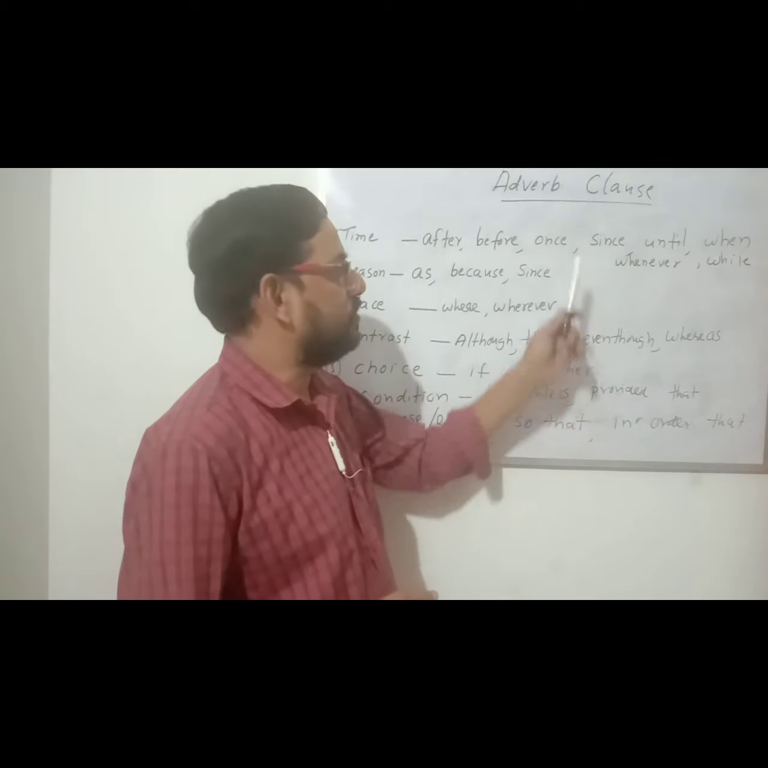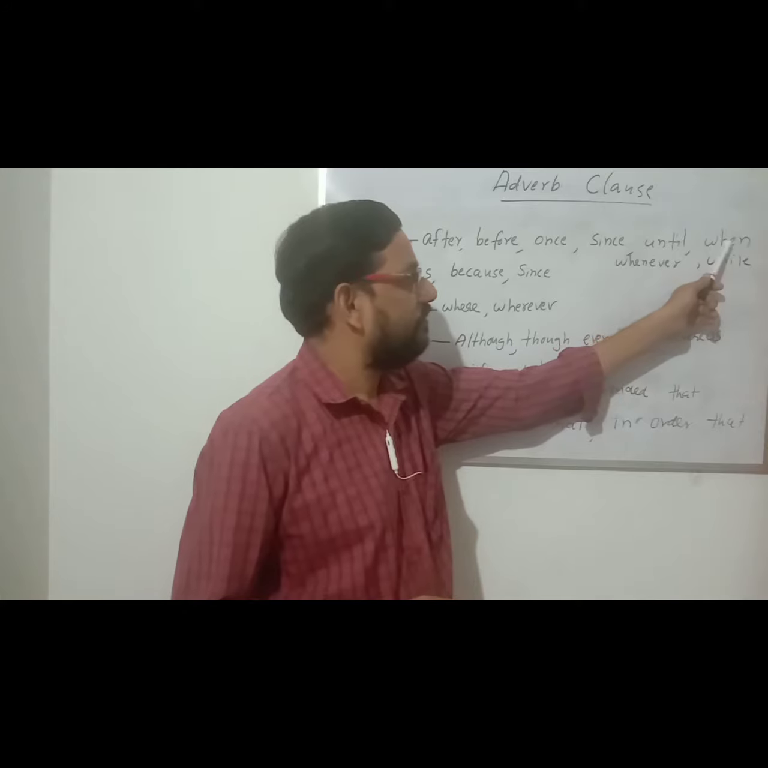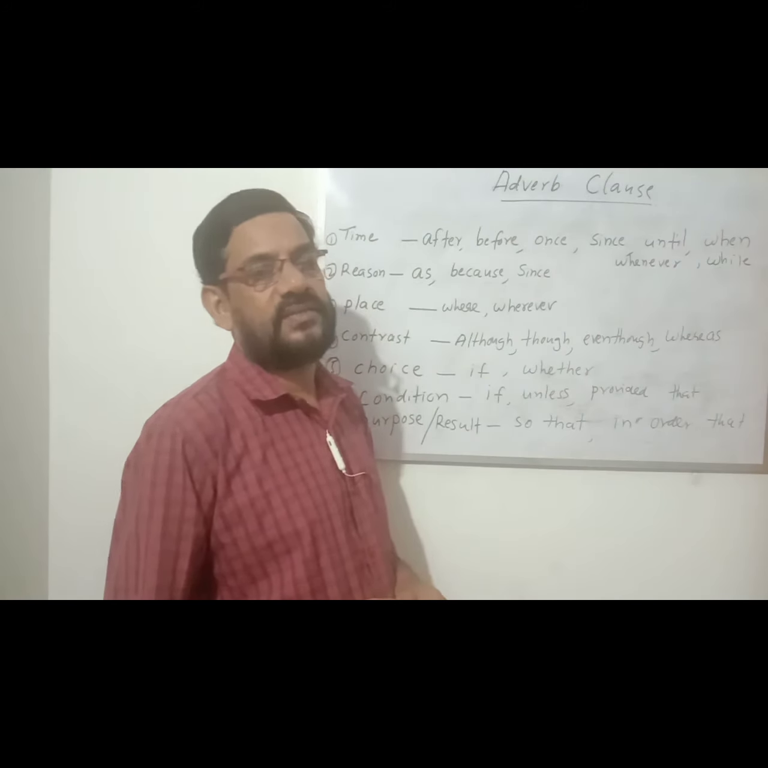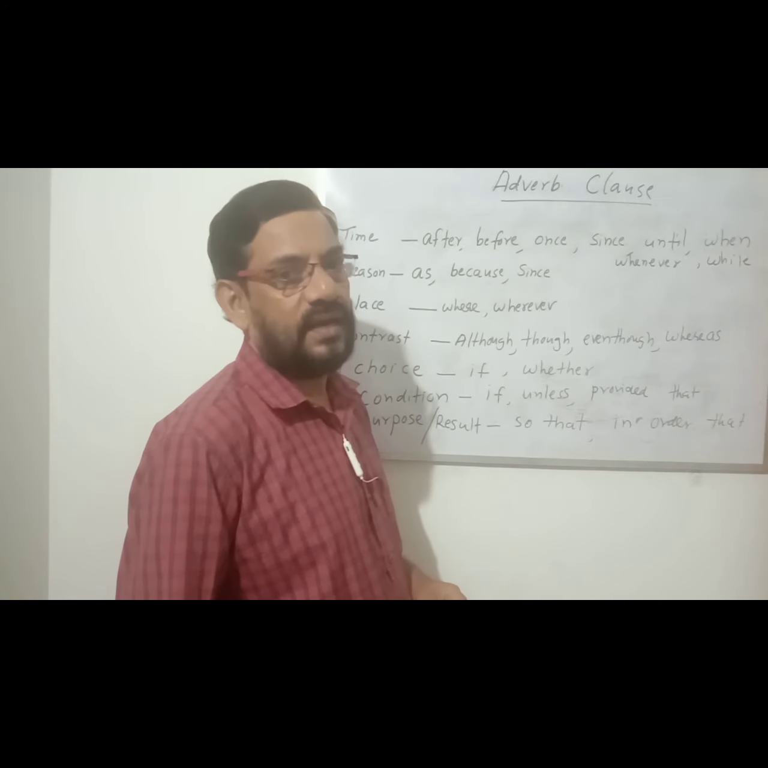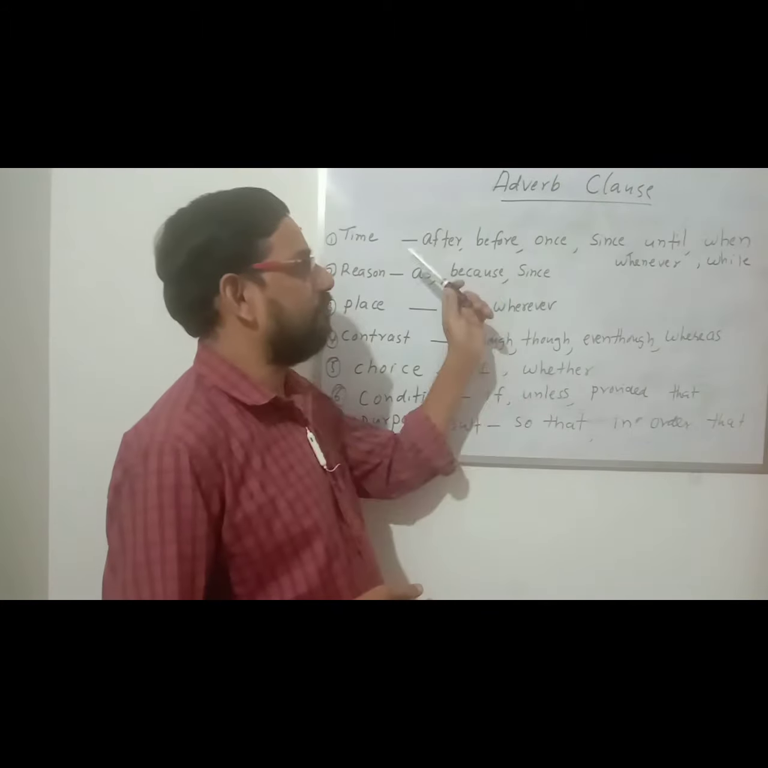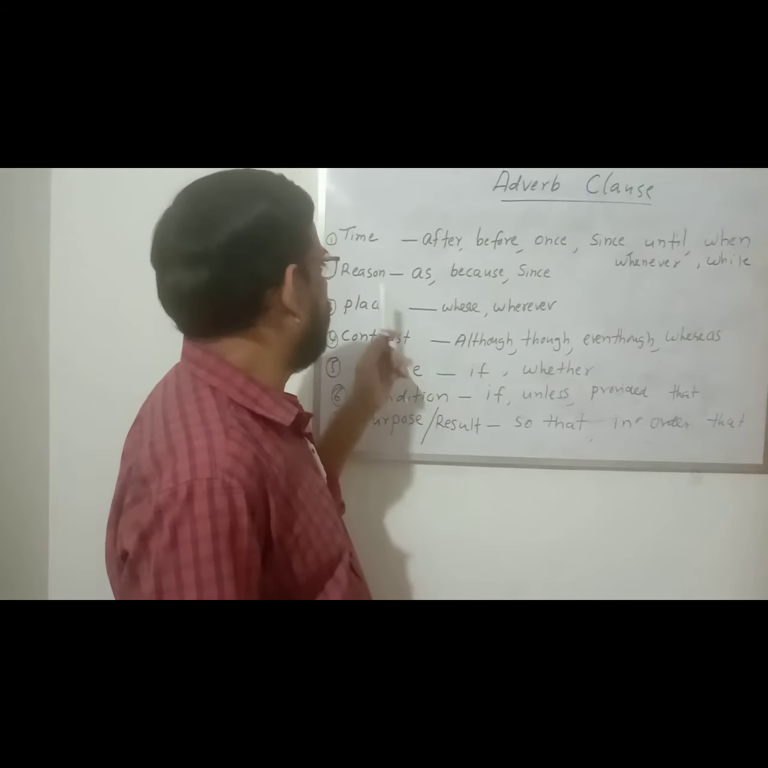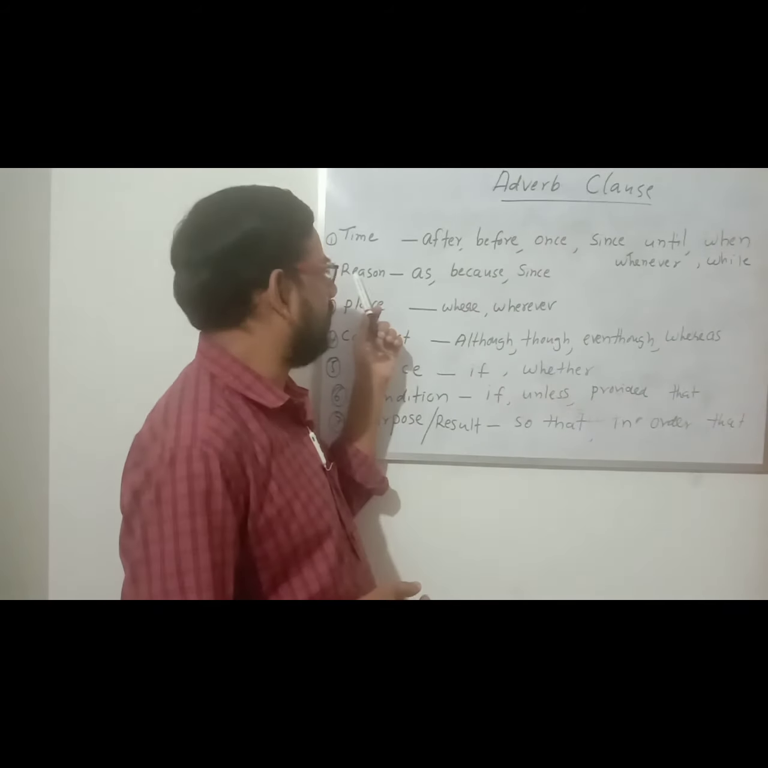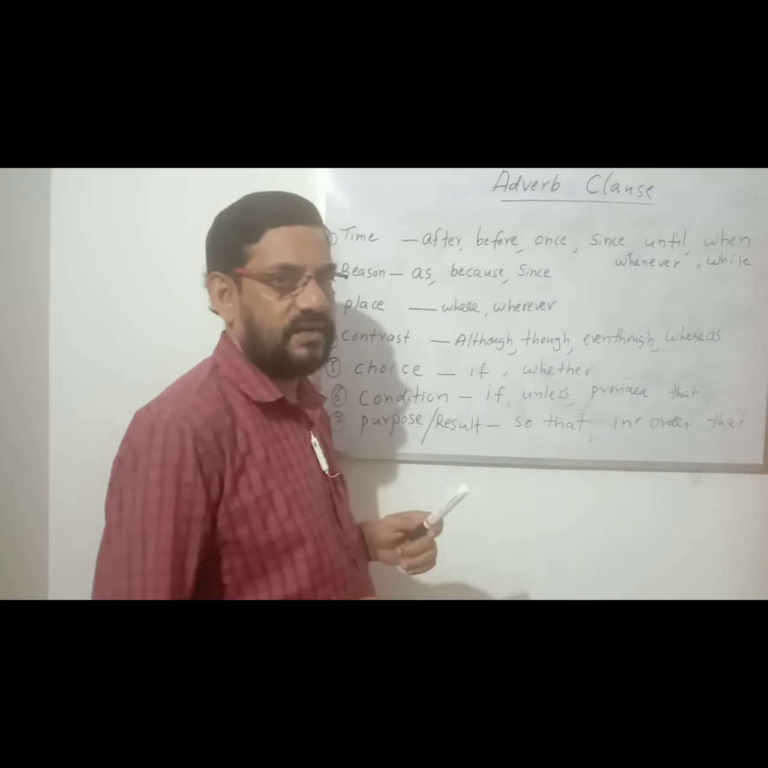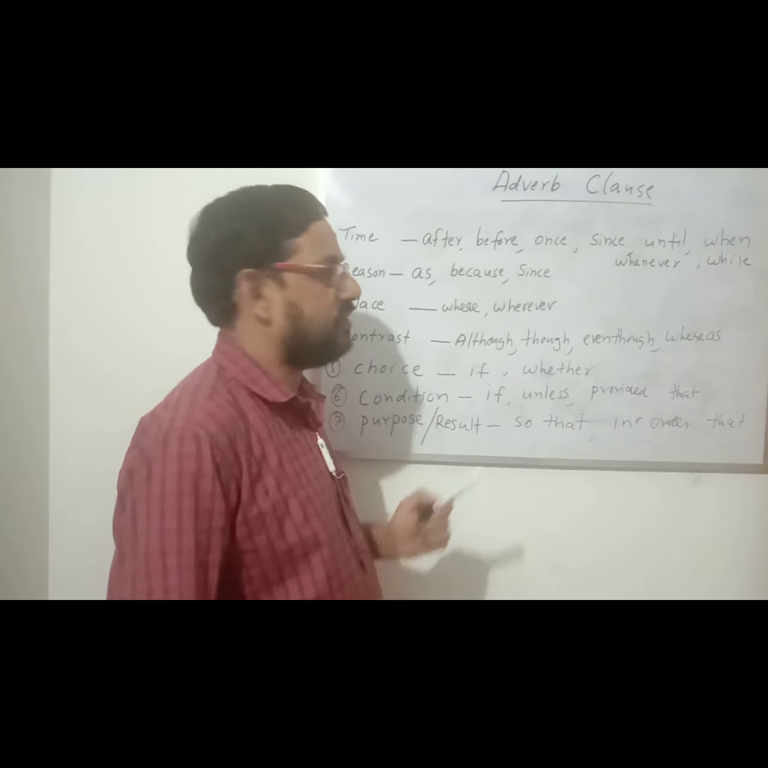In the same way we can use once, since, until, when, whenever, while. Such conjunctions also can be used to make adverb clause of time. Adverb clauses of time can be composed by using these subordinating conjunctions. Now we move on to reason. Adverb clause of reason: as, because, since. There is a reason why it happened or why it is happening or why something has happened.